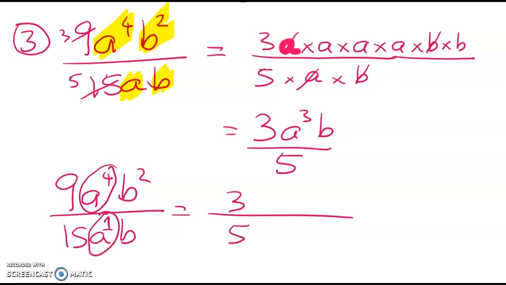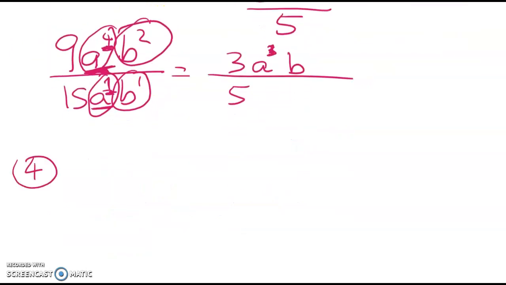So the shortcut method for what we're doing is to look at this: this is to the power of 4, and this is to the power of 1. You can think of this as being heavier in the numerator than in the denominator. 4 take away 1 gives me 3, so we get 3a cubed. And here we've got b squared divided by b to the power of 1. So 2 take away 1 is 1. But we don't ever write that power of 1, so it's just 3a cubed b over 5.